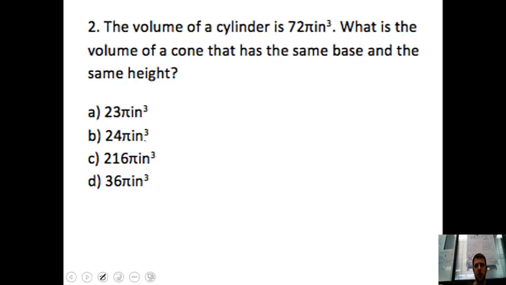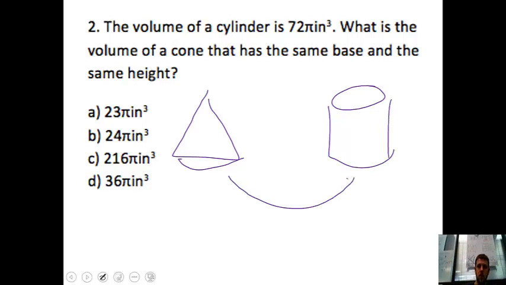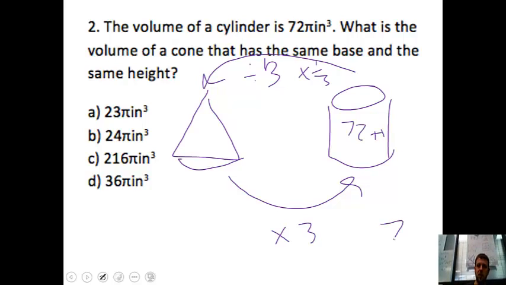Okay, the volume of a cylinder is 72 pi inches cubed. What is the volume of the cone that has the same base and the same height? Alright, so the same idea applies. We got a cone and we got a cylinder, times 3, divide by 3 or times 1/3, your choice. It says the volume is 72 pi. So going backwards, I need to divide by 3. And I get, not 64. What did I do wrong? Oh, 24. It's a 2. So the answer is 24.